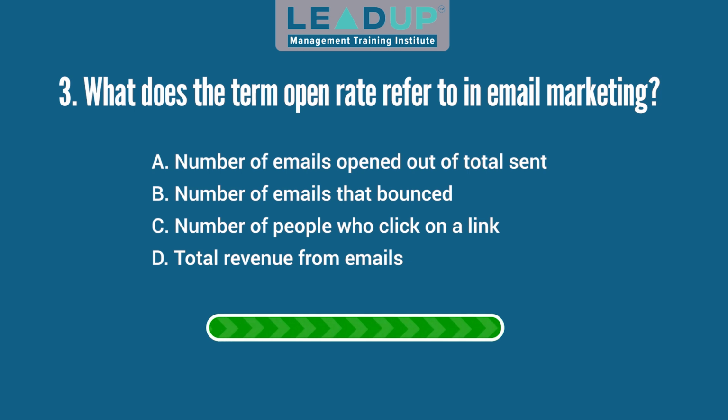Question 3. What does the term open rate refer to in email marketing? A. Number of emails opened out of total sent. B. Number of emails that bounced. C. Number of people who click on a link. And D. Total revenue from emails. The answer is number of emails opened out of total sent.